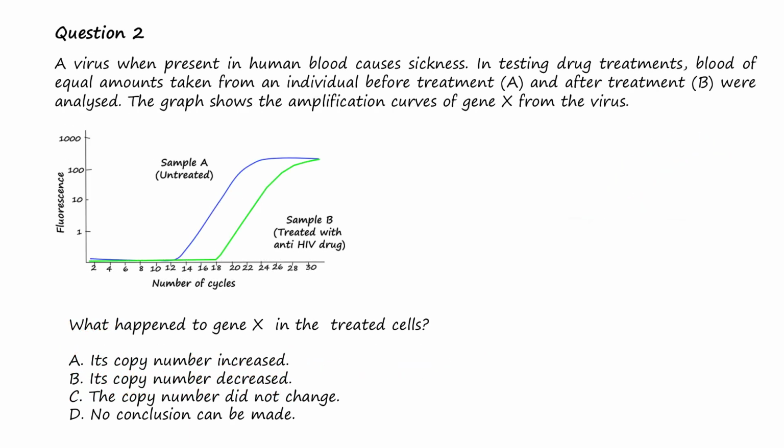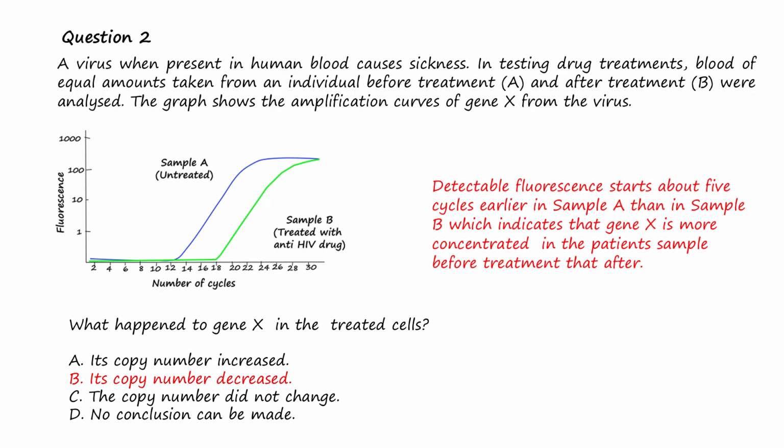Question 2. A virus, when present in human blood, causes sickness. In testing drug treatments, blood of equal amounts taken from an individual before treatment, A, and after treatment, B, were analyzed. The graph shows the amplification curves of gene X from the virus. What happened to gene X in the treated cells? A, its copy number increased. B, its copy number decreased. C, the copy number did not change. D, no conclusion can be made.